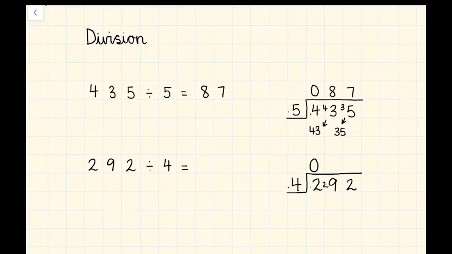4 goes into 29 7 times because 4 times 7 is 28. That leaves us with a remainder of 1. So that 2 in the units column is now a 12. 4 goes into 12 3 times.